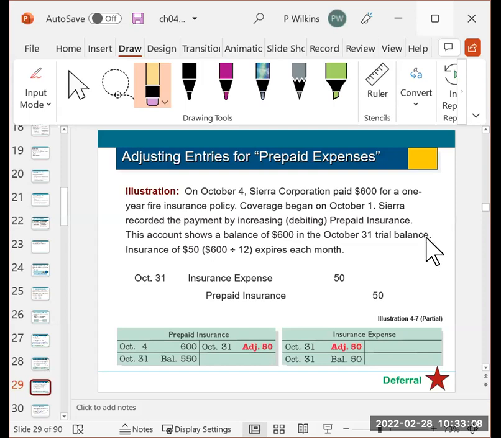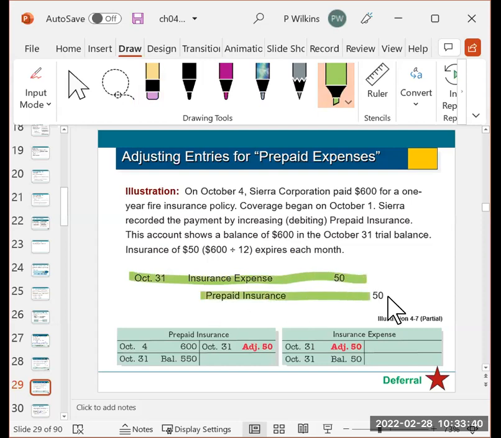So now what you need to do is figure out how much did you use up of the prepaid insurance. They've done it here for you, showing you that insurance of $50 expires each month. The way they got that is that the total policy was $600 and they divided it by 12 months. So the amount that's used every month is $50. So every month they're going to debit insurance expense, $50, and they're going to credit prepaid insurance, $50. This is another type of entry that you're going to see that has to do with prepaid insurance.